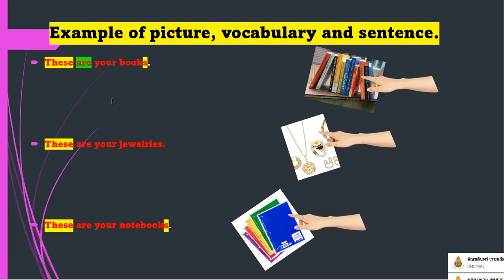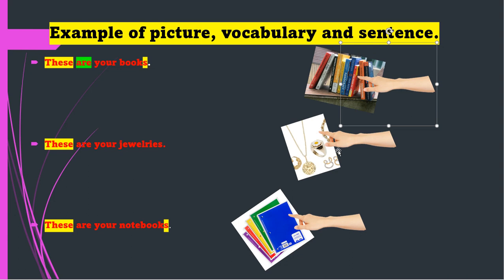Okay, so this one, this is for two or more. We use these for two or more that are close or that we can touch. So we use are because this is a plural subject. And your books, okay, so here the hand touches the books. And we have S, because we're talking about more than one book. Okay, next. These are your jewelry.